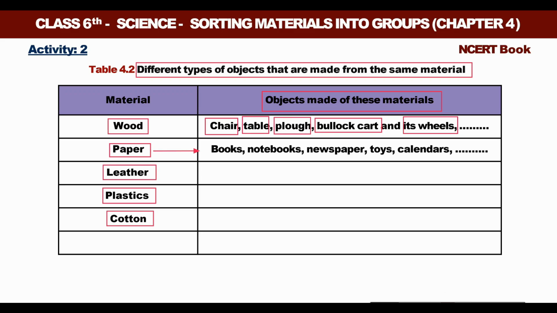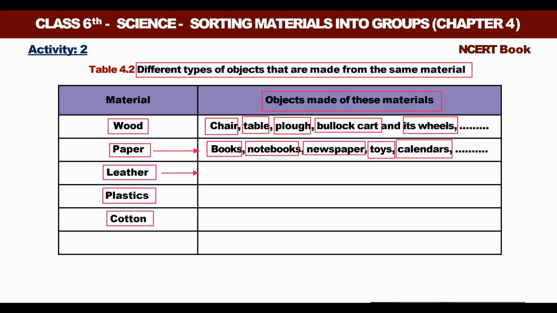So related to paper, we can say that books are made up of paper. You know, in your house, notebooks, newspapers, toys, calendars, etc. These are made up of paper. In a similar manner, there are objects made up of leather.